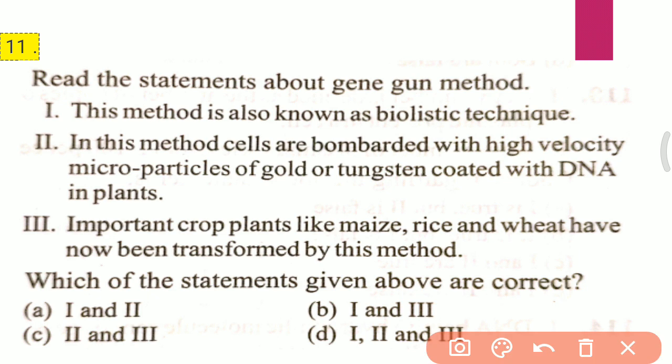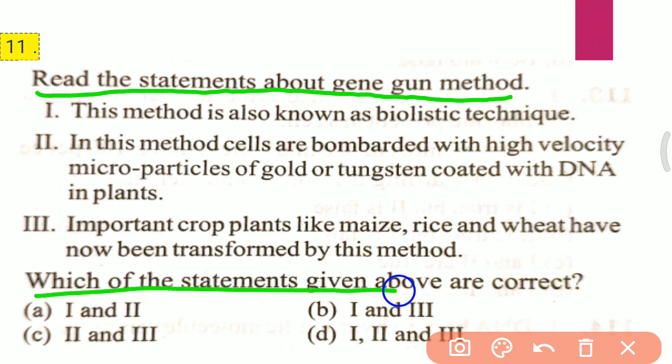Question 11th. Read the statement about gene gun method. First, the method is also known as ballistic technique. Second, in this method, cells are bombarded with high velocity microparticles of gold or tungsten coated with DNA in plant. Third, important crops like maize, rice and wheat have now been transformed by this method.